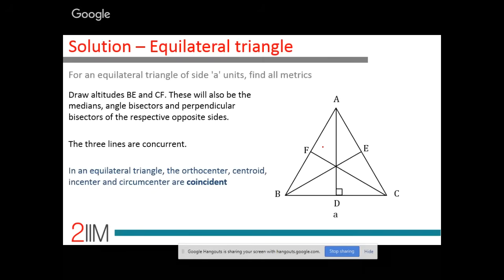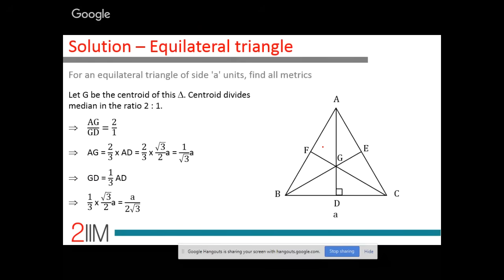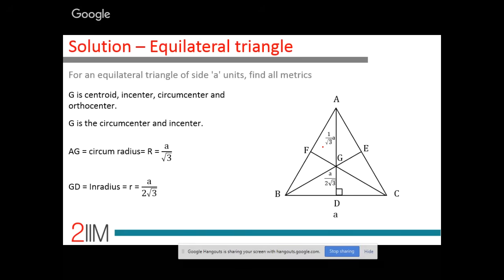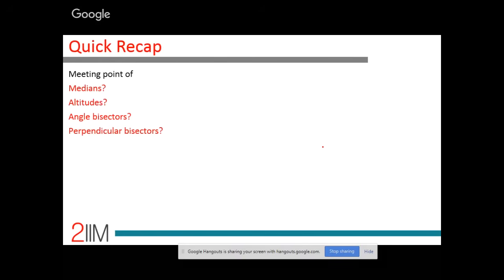So we can find that point. Now we know that point is also the centroid. The centroid divides that line AD in the ratio 2:1, so you can find the top part and the bottom part. The top part effectively is a by √3. AG is a by √3. GD is a by 2√3. AG is the circumradius. GD is the inradius.